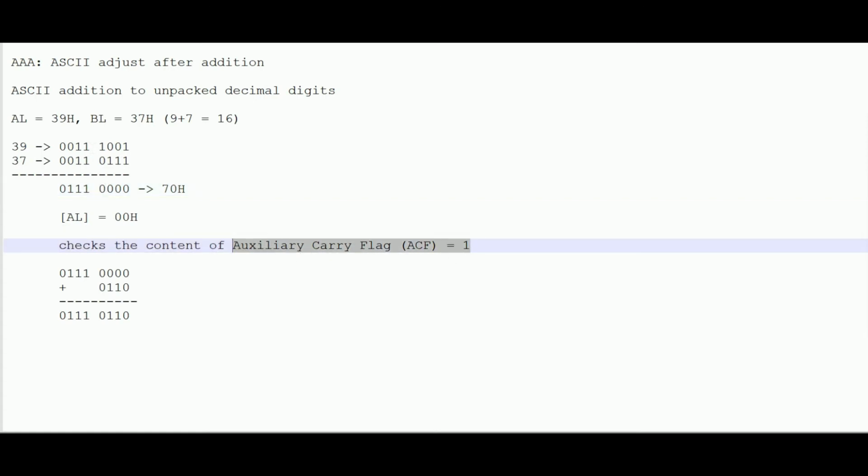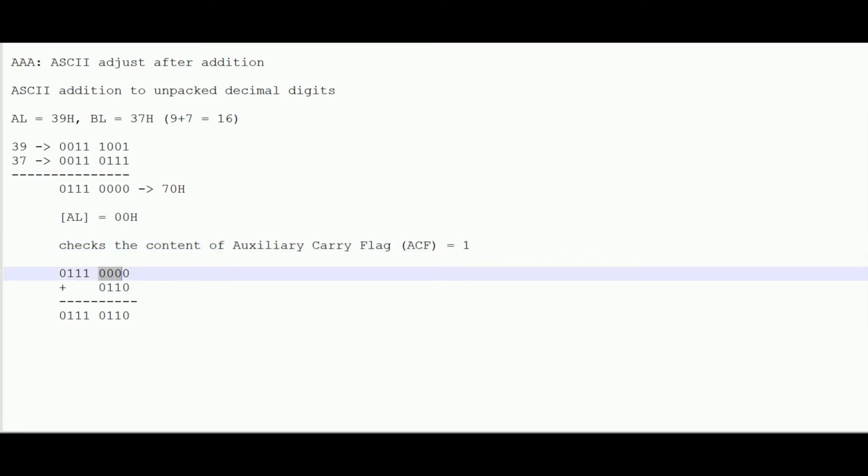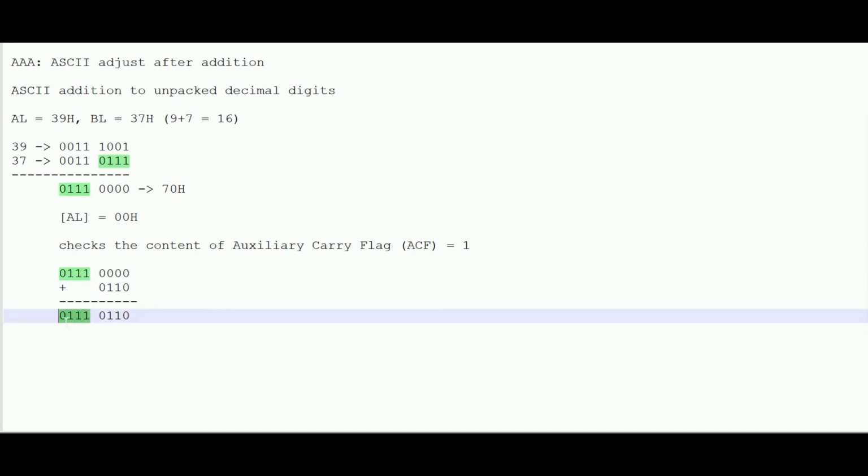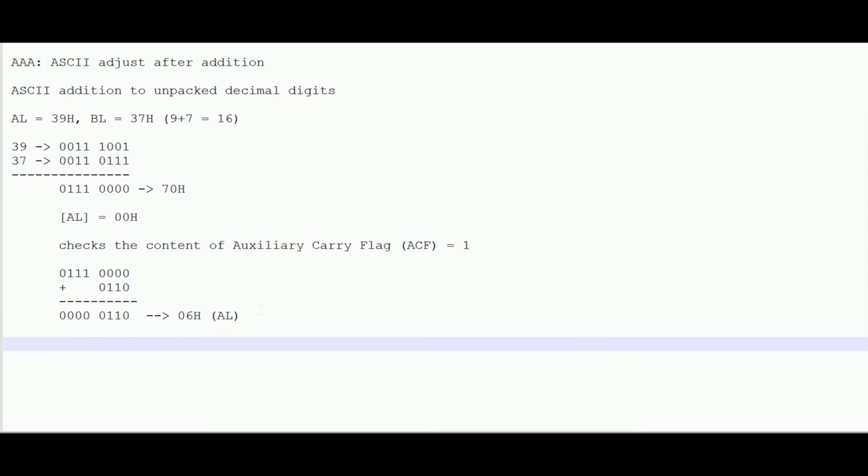Since the auxiliary carry flag is set to 1, your lower nibble is added with 6, which results in 0111 0110. Again, in the same format, the higher nibble is cleared, so this will result in zeros. Finally, you are getting the answer 06H. Now this is the content of your AL. Apart from this, the content of AH will get incremented, so AH will become AH plus 1. Usually AH is 0 before doing any addition like this, so AH will become 1.